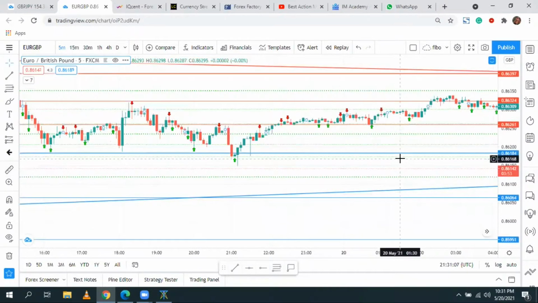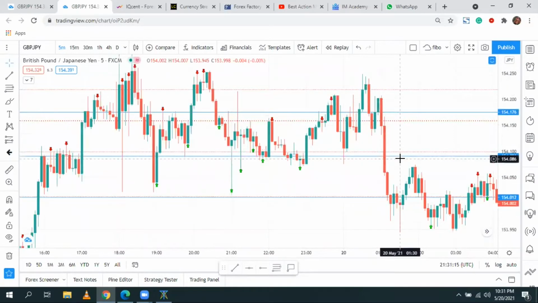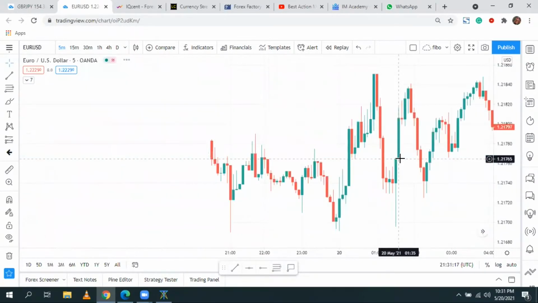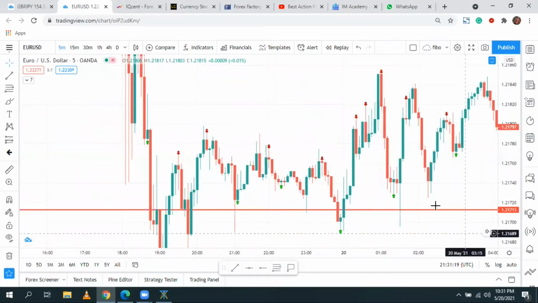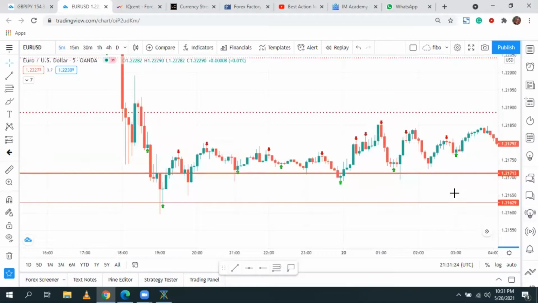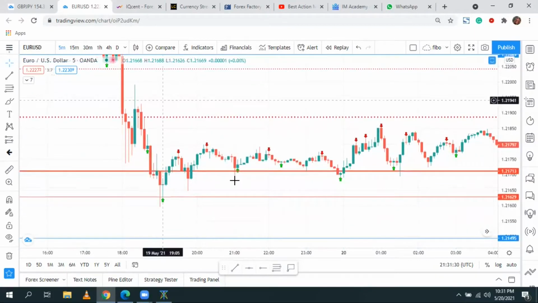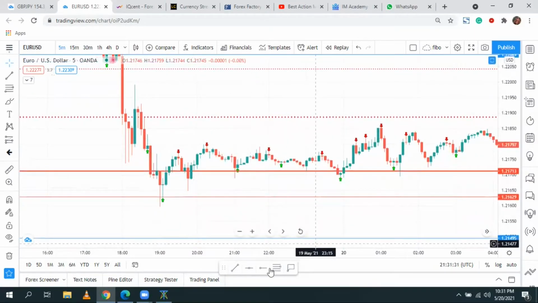Now, to get more out of this, here is where the trick is. If you actually want to be profitable with this, that is when using it with your support and resistance will help you. This was a downtrend, right? Now, see how many trades you have gotten here.